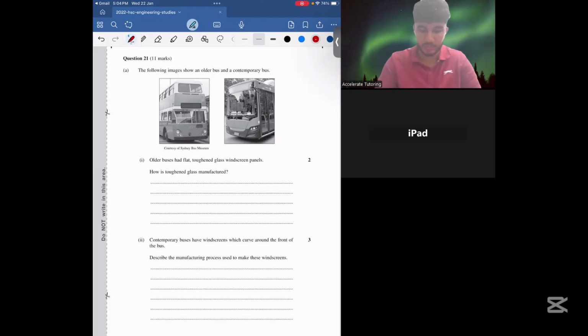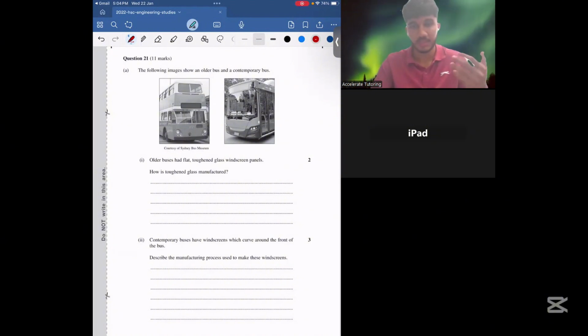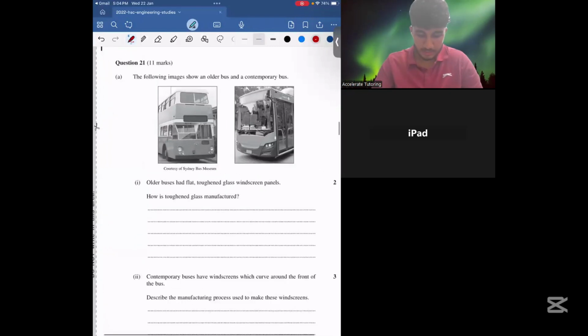So starting off with question 21, first thing to note is how many marks this section has, 11 marks. It's often a good idea to maximize as many marks as you can in the easier sections over here. So spend a bit more time here. Make sure you don't make any silly mistakes because later on in the exam, especially in the mechanics section, it's very easy to lose marks with incorrect working out.